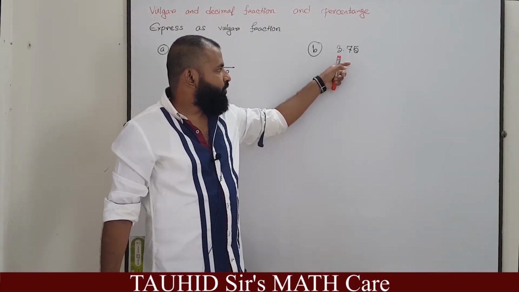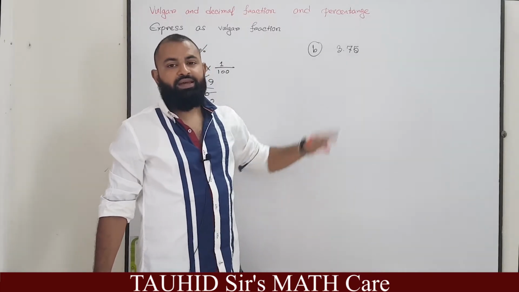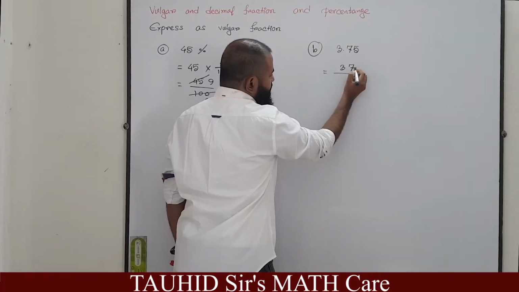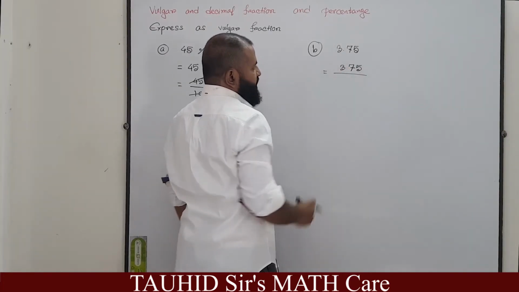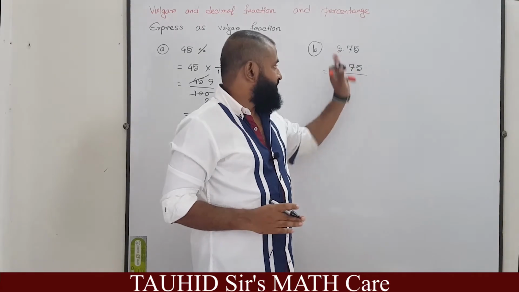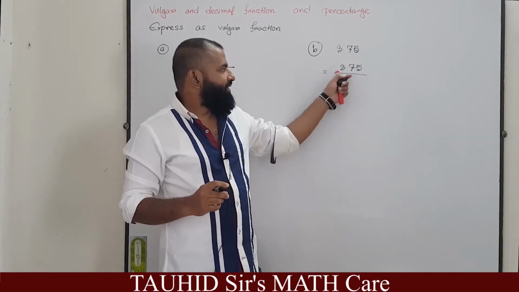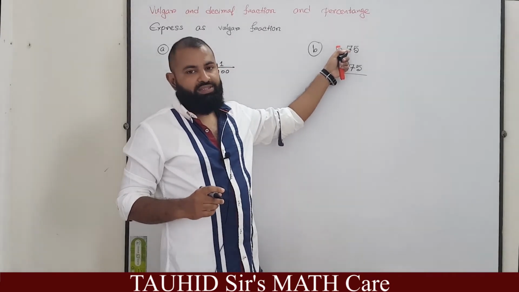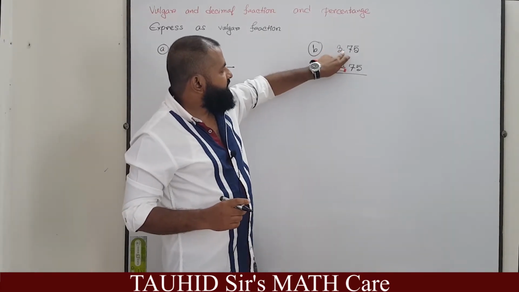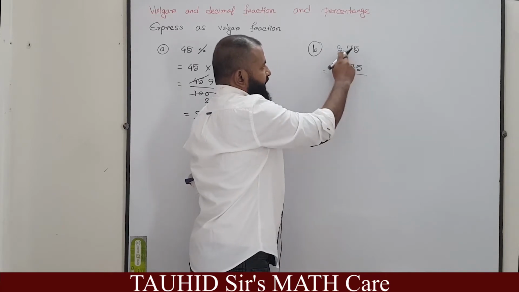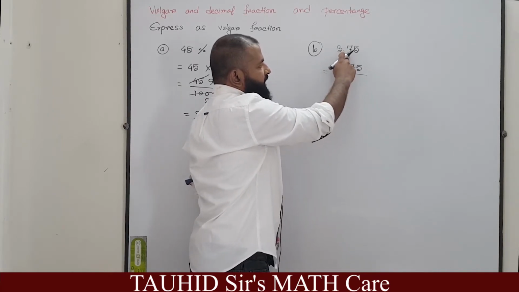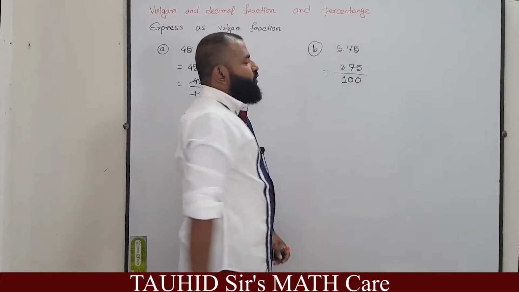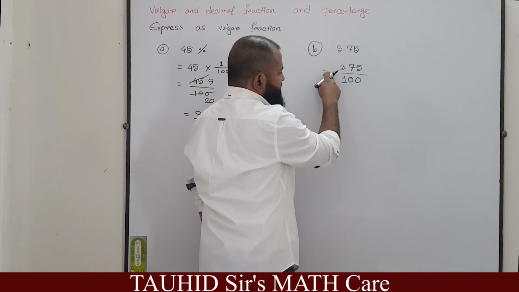Then the second example, 3.75. This is our decimal fraction. You need to write it as a vulgar fraction. In the numerator, we will write 375. We won't write the decimal. What would I write in the denominator? That is decided by the position of this decimal. For this decimal, we will write a 1. And how many numbers are there after the decimal? 1, 2. So we will write 20. And this is a vulgar fraction.